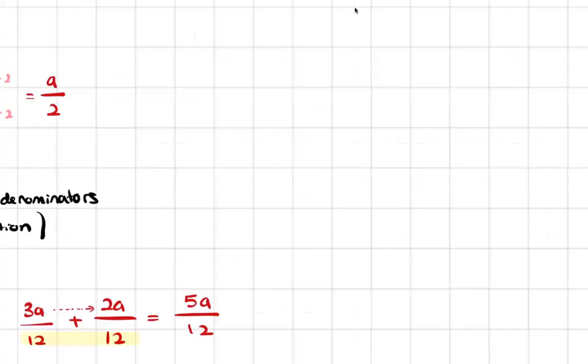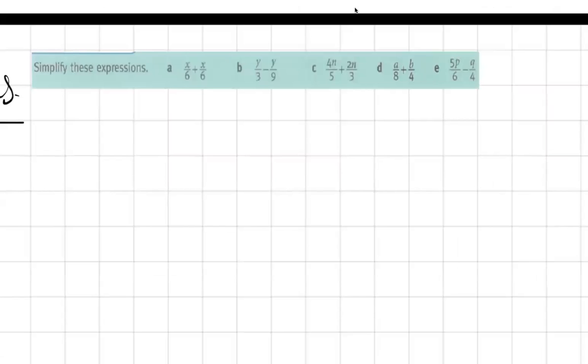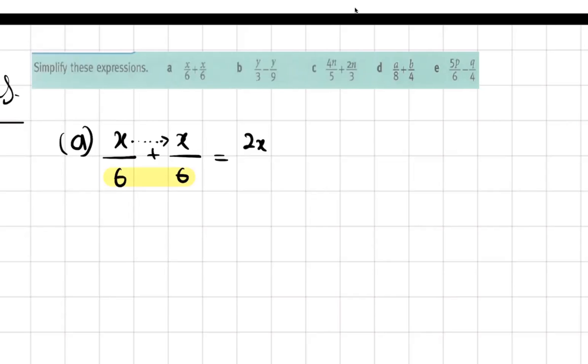Okay, so let's look at the examples here. You are asked to simplify all of these. The first one is rather simple, since they already have a common denominator. I'm just going to use the yellow to show that they have a common denominator. I'm just going to add them as usual. x plus x is equal to 2x over 6. Simplify it by dividing by the common factor 2. x over 3 is the final answer.